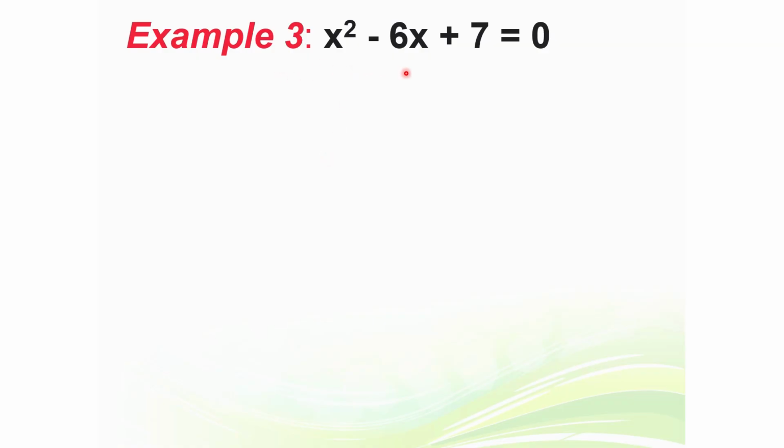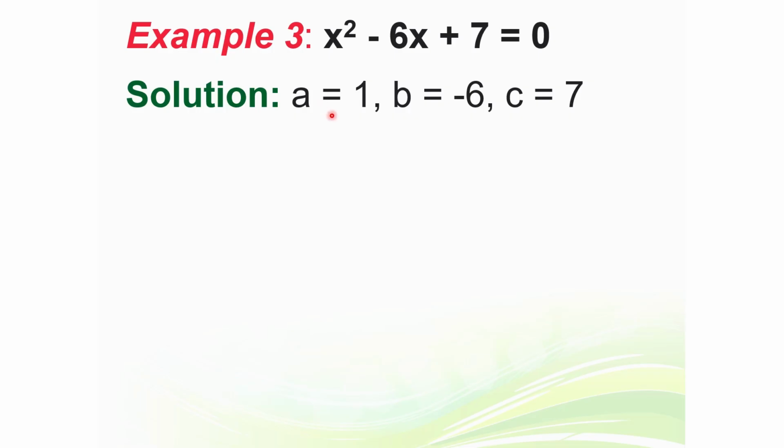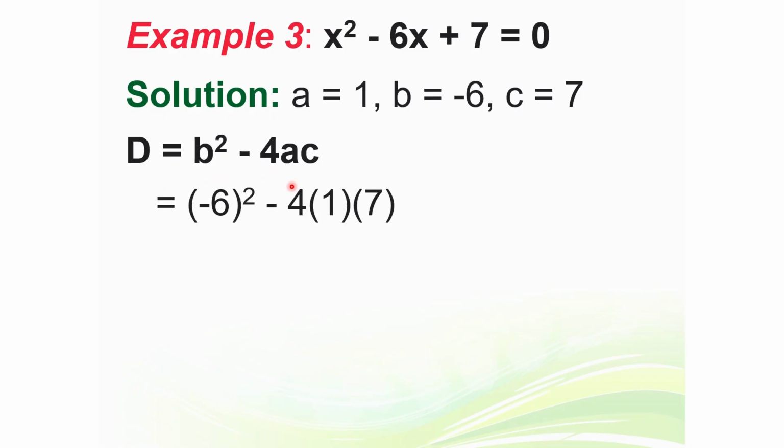Example 3, x squared minus 6x plus 7 equals 0. Since this is already in standard form, identify the values of a, b, and c. So, a is 1, b is negative 6, and c is 7. In the discriminant formula, b squared minus 4ac, we have negative 6 squared minus 4 times 1 times 7. And negative 6 squared is 36. Negative 4 times 1 is negative 4 times 7 is negative 28. So we have 36 minus 28. And if we subtract, the answer is 8.